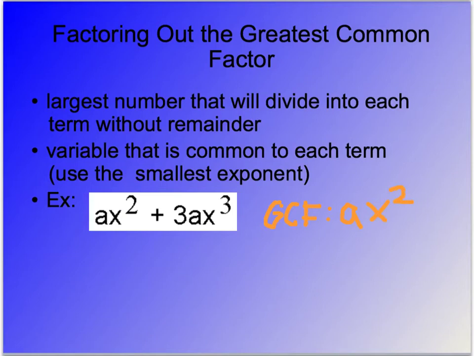Now to factor that out, I'm just going to divide each term by ax squared. Now when writing my final answer, I have to put the greatest common factor on the outside. And now when I do ax squared divided by ax squared, I get a quotient of 1. And then when I do 3ax to the third divided by a squared.